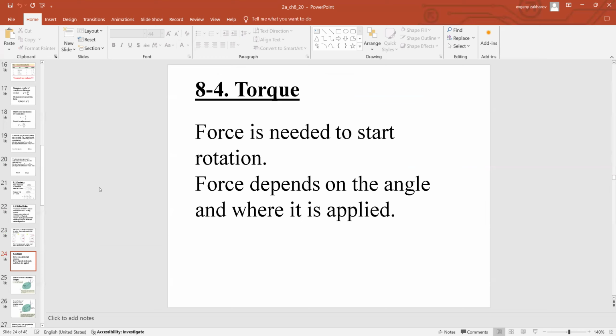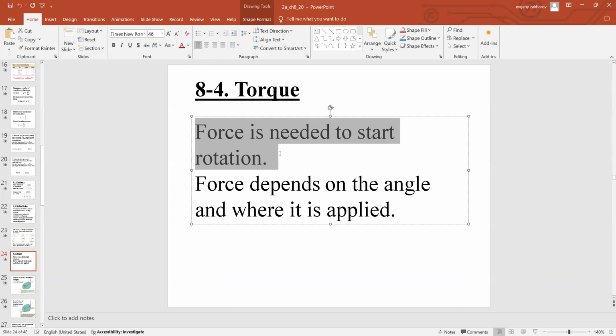Okay, now let's move to dynamics. And for dynamics, we need forces. And the analog of a force for rotational motion is what we call torque. And it is the force that we need to produce some kind of an acceleration. And we still need the force to start rotation. Rotation cannot start out of nowhere. You need a force to produce that kind of motion.